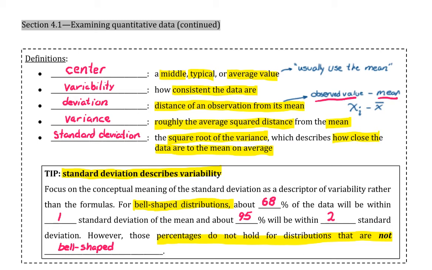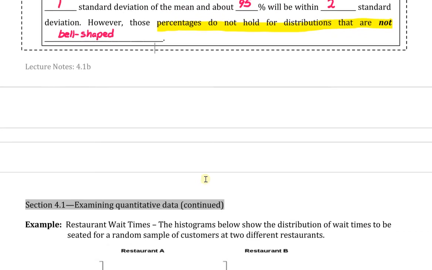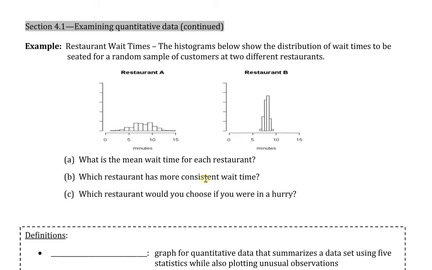Again, let's focus on standard deviation for a moment though, and consider this example that discusses the restaurant wait times at two different restaurants. The histograms below show the distribution of wait times to be seated for a random sample of customers at two different restaurants. What is the mean wait time for each restaurant? Remember, your mean for a histogram can be seen by your most typical value. And visually we can say that for both of these restaurants, the mean is approximately 8 minutes.